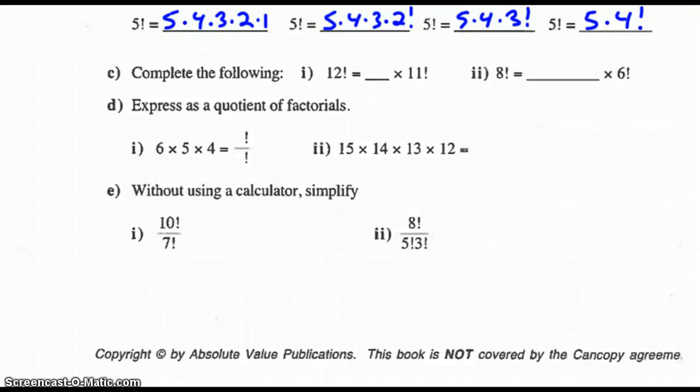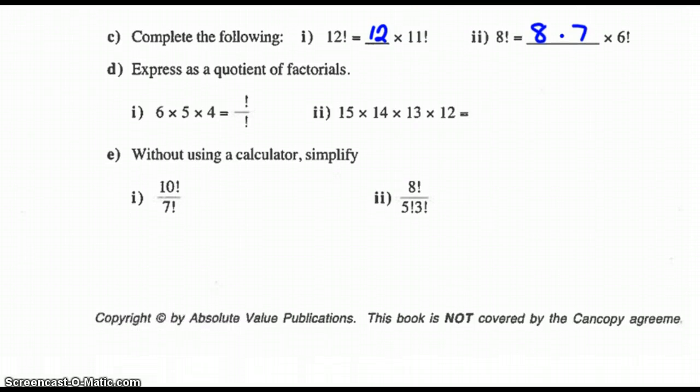Complete the following then. 12 factorial is the same as 12 times 11 factorial. 8 factorial is the same as 8 times 7 times 6 factorial. Expressed as quotients.